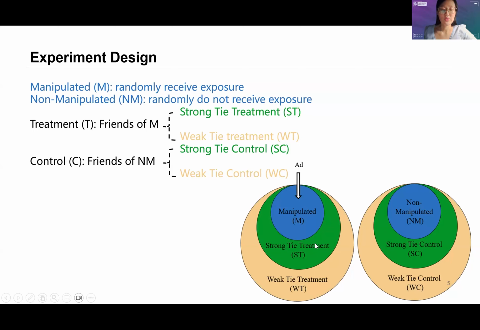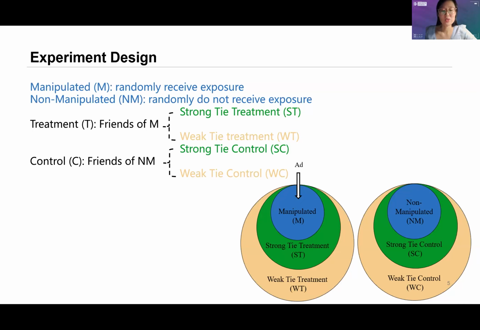Based on tie strength, we further divided treatment and control into 4 groups: the weak tie treatment, strong tie treatment, weak tie control, and the strong tie control. The groups are visualized in the figure. Here, targeted customers were randomly assigned to M and NM. The assignment was independent of their observed and unobserved characteristics. Therefore, the assignment of individuals into the treatment and the control groups were also theoretically random.